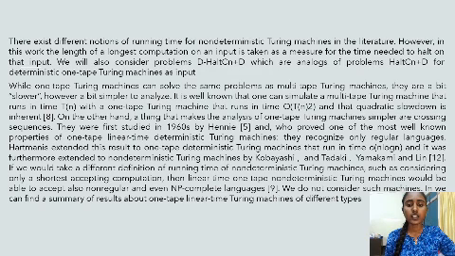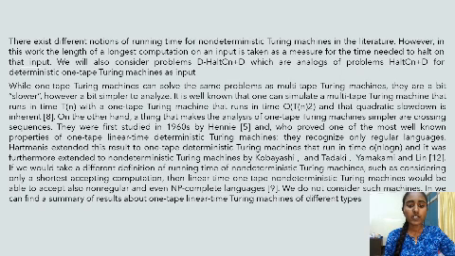On the other hand, a thing that makes the analysis of a one-tape Turing machine simpler is crossing sequences. They were first studied in the 1960s by Hennie, who proved that one of the well-known properties of one-tape linear time deterministic Turing machines is that they recognize only regular languages. Hartmanis extended this result to one-tape deterministic Turing machines that run in time O of n log n. It was furthermore extended to non-deterministic Turing machines by Kobayashi, Tadaki, Yamakami, and Lin.